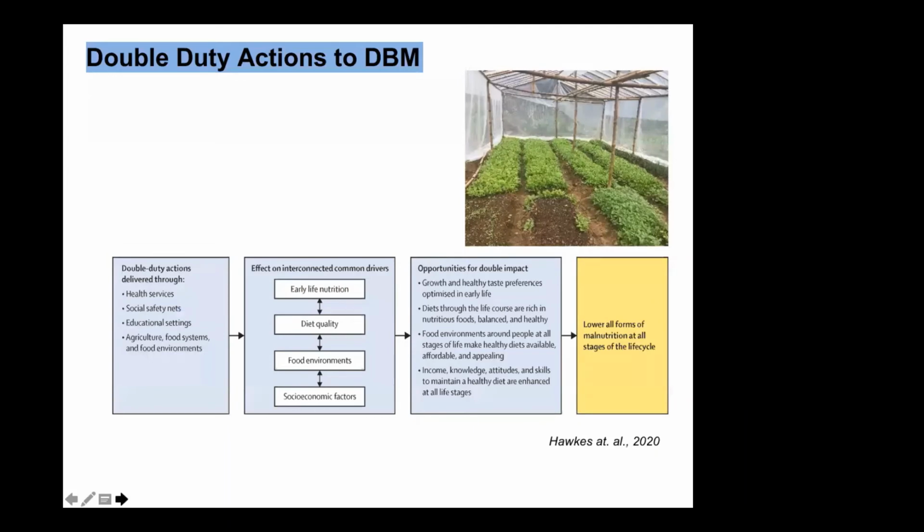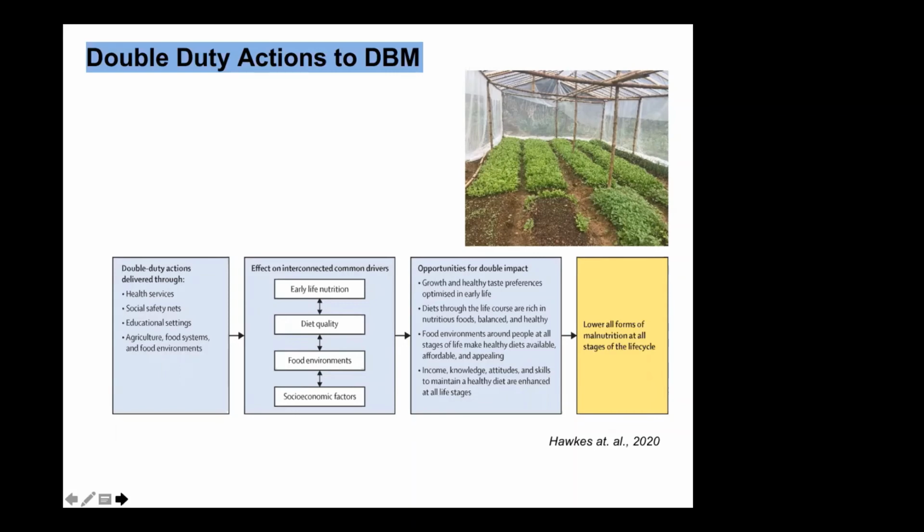We already talked about the different types of solutions. We need this double duty action. It's very complex because in the past, in lower and middle income countries, we were focusing on undernutrition. But now we have the challenge that we need to act on undernutrition but also address overnutrition and obesity, which we call double duty actions. These are achieved through different sectors and integrated measures, like health services, social safety nets, educational settings, for example, and agriculture, which will come up in the next slide.